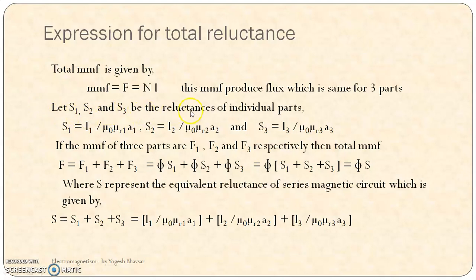S1, S2 and S3 are the reluctances of individual parts. So we can write the formula for reluctances. S1 is equal to L1 by mu 0 mu R1 A1. Similarly S2 and S3. If the mmf of three parts are F1, F2 and F3 respectively, then the total mmf F is equal to F1 plus F2 plus F3.